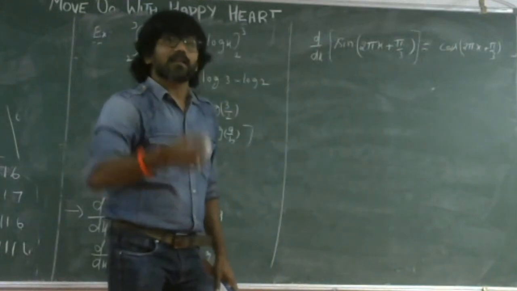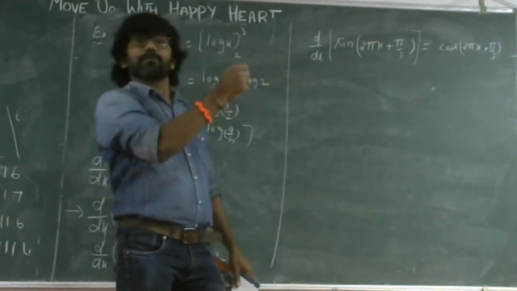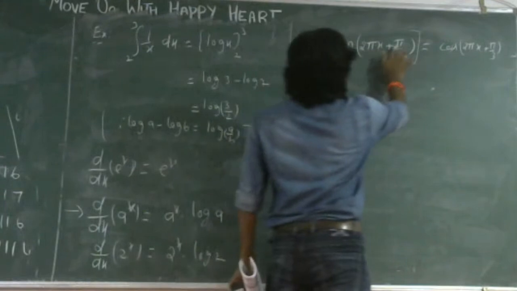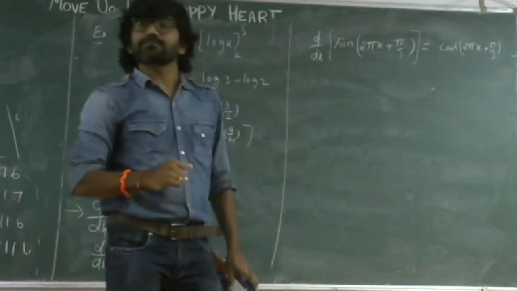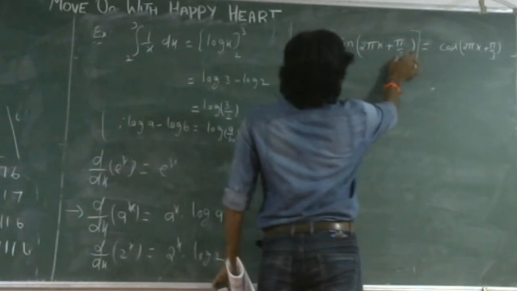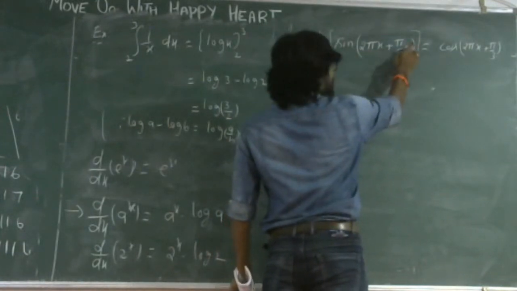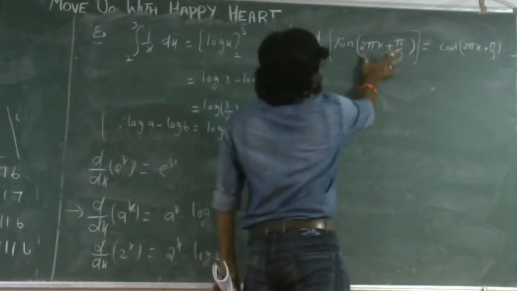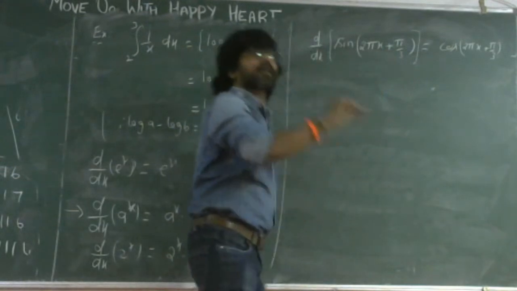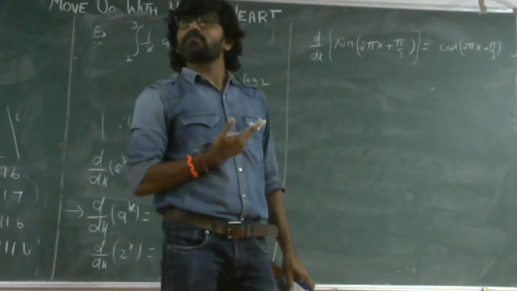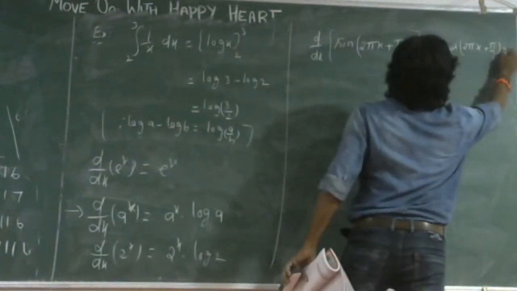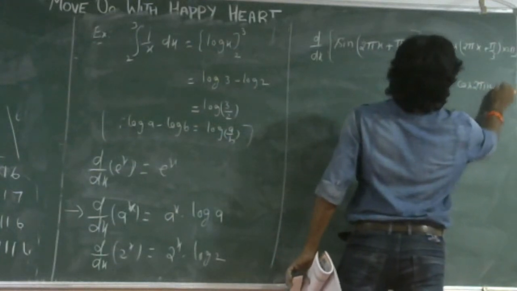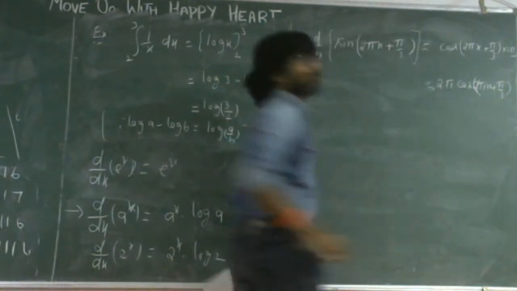Then, into the differentiation of the inside function. What is the inside function? 2 pi x plus pi by 3. Differentiation of this is what? This is a sum of two things. Pi by 3 is not a function of x. Is there any x here? No. So it has to be taken as a constant. So the differentiation of this will be 2 pi. Very good. Is it clear? So you can write it as 2 pi into cos of 2 pi x plus pi by 3. That's it.